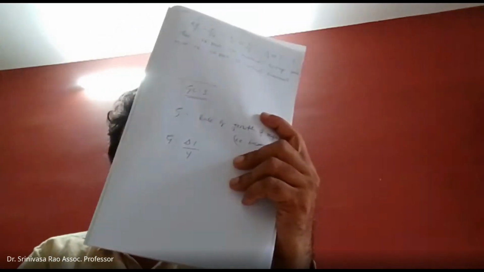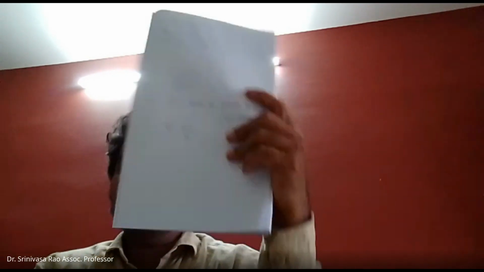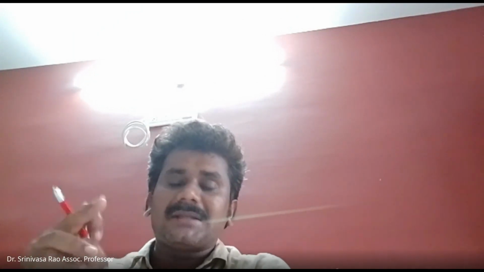So it can be written as, please note down, G is equal to delta Y by Y. G is equal to delta Y by Y. So this is the rate of growth of output, the symbolical equation. So we have already discussed G represents the rate of growth of output. That is the ratio of increase in output to the total output in any unit period. It can be written as G is equal to delta Y by Y.